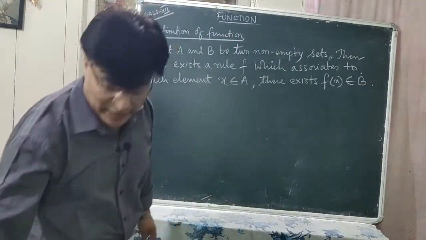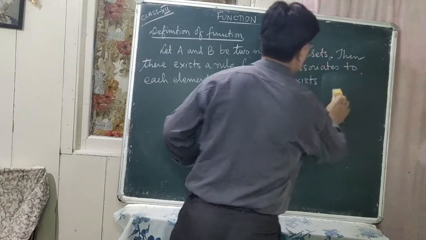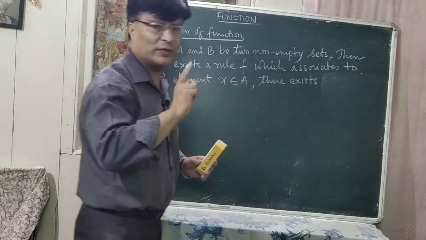There exists a unique. You should write here, there exists unique. Unique is very, very important.